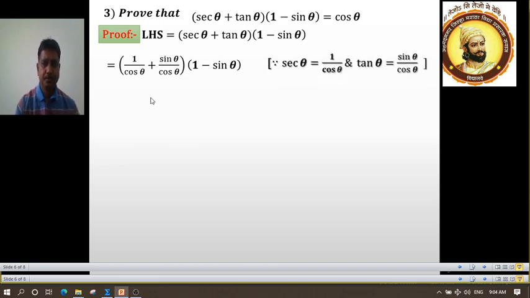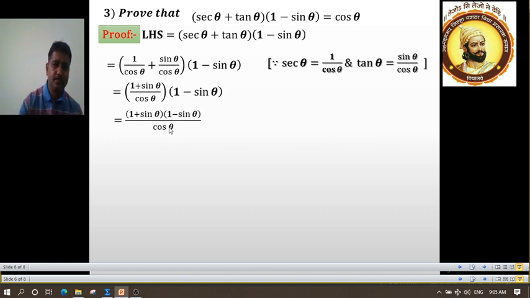We have 1 plus sin theta upon cos theta, into the second bracket as it is. Now 1 plus sin theta into this 1 minus sin theta divided by cos theta. So the next step, 1 plus sin theta into 1 minus sin theta divided by cos theta.